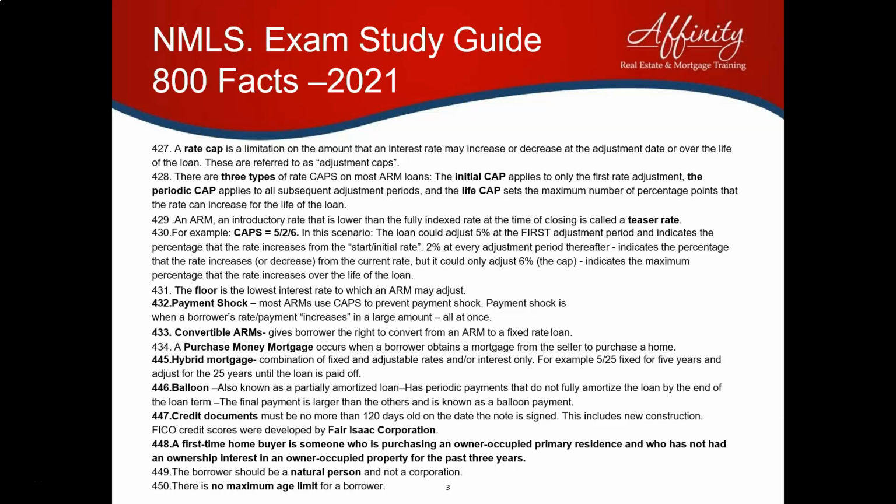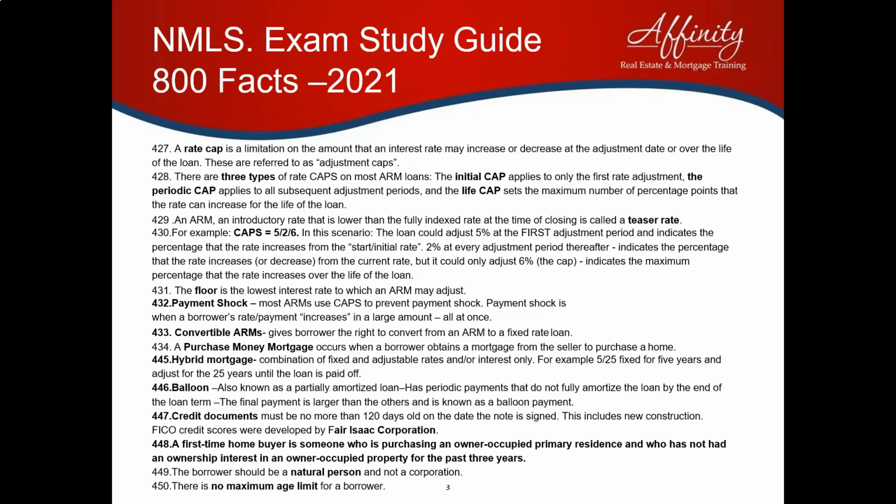A balloon loan is also known as a partially amortized loan. It has periodic payments that do not fully amortize the loan by the end of the loan term. The final payment is larger than the others and is known as a balloon payment. Credit documents must be no more than 120 days old on the date the note is signed. This includes new construction as well.